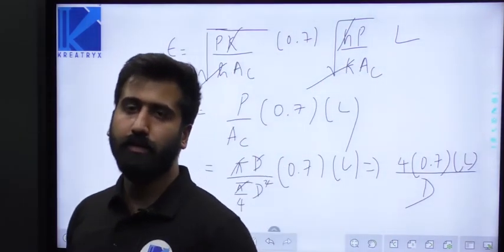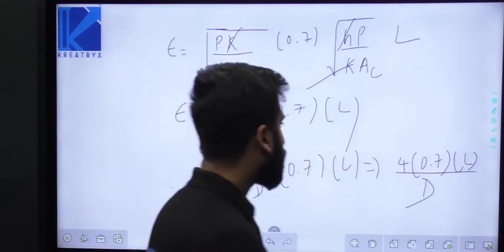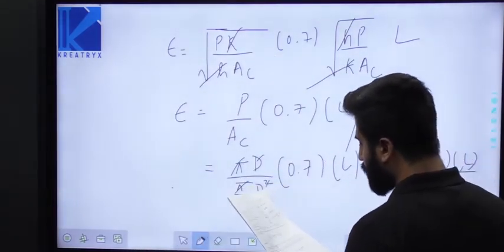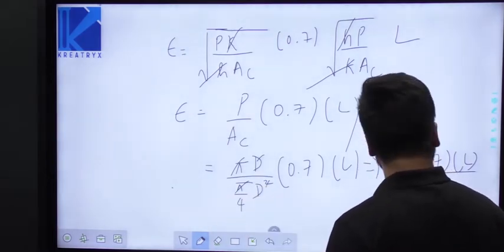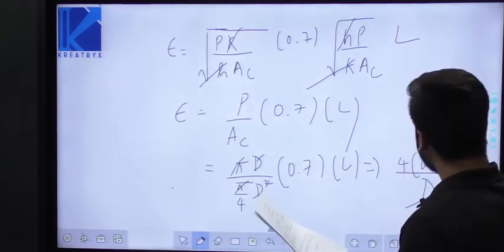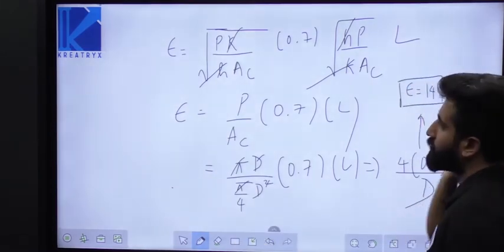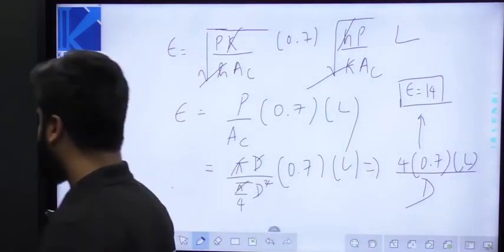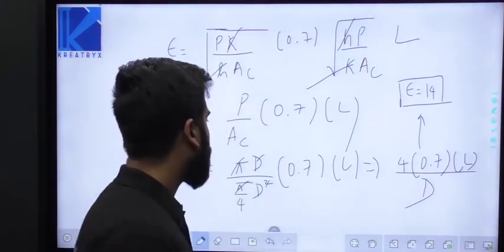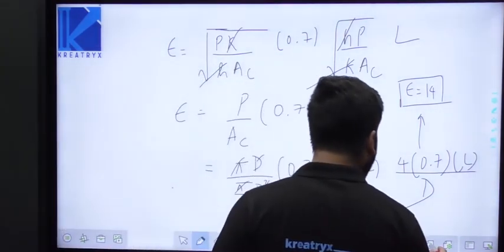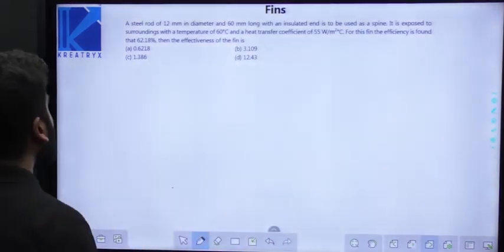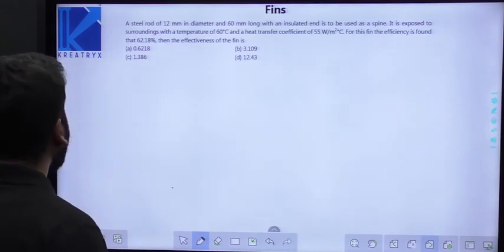Put L in centimeters or millimeters or meter, because eventually the units will get cancelled out. So L is 3 centimeter and diameter is 0.6 centimeter. Solve it. Effectiveness will be equal to 40. So it's again a nice question, the use of both efficiency and effectiveness. You'll be expecting very basic questions in the examination from the chapter fins. Again, let's do this question.